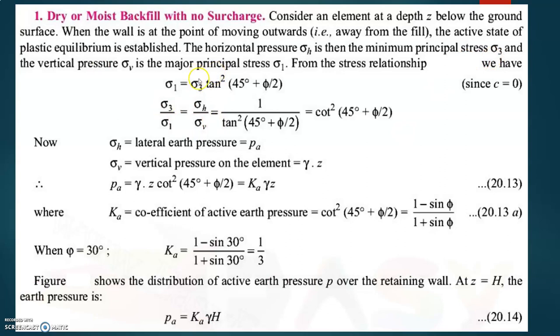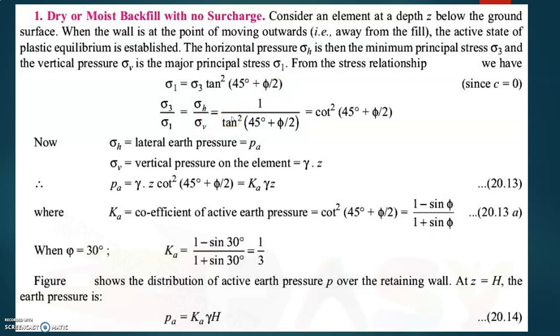Now we know the formula I explained in the last class: sigma 1 is equal to 2c tan(45 + phi/2) plus sigma 3 tan square(45 + phi/2). But all these derivations are for cohesionless soil, so c is equal to 0. Once you substitute c equal to 0, this becomes sigma 1 is equal to sigma 3 tan square(45 + phi/2).